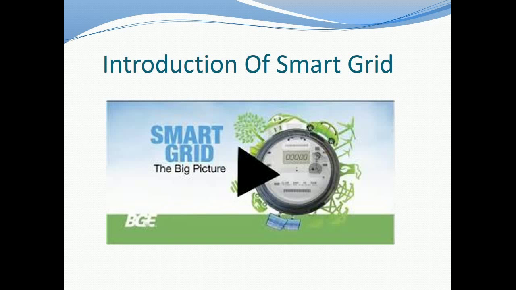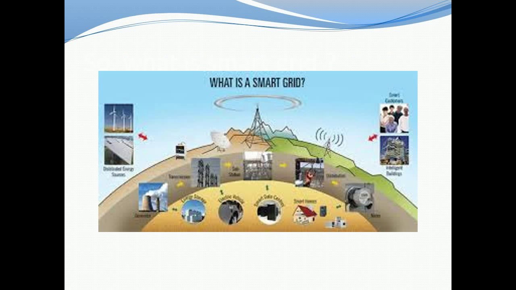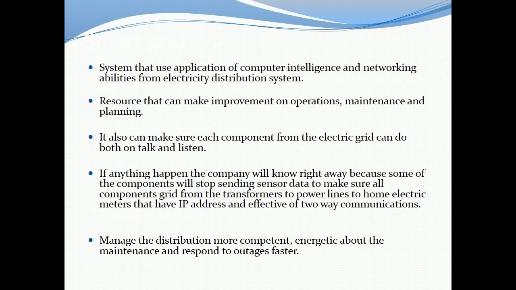Introduction of Smart Grid. So, what is Smart Grid? Smart Grid is a system that uses computer intelligence and networking abilities in the electricity distribution system. Smart Grid is also a resource that can improve operations, maintenance and planning.